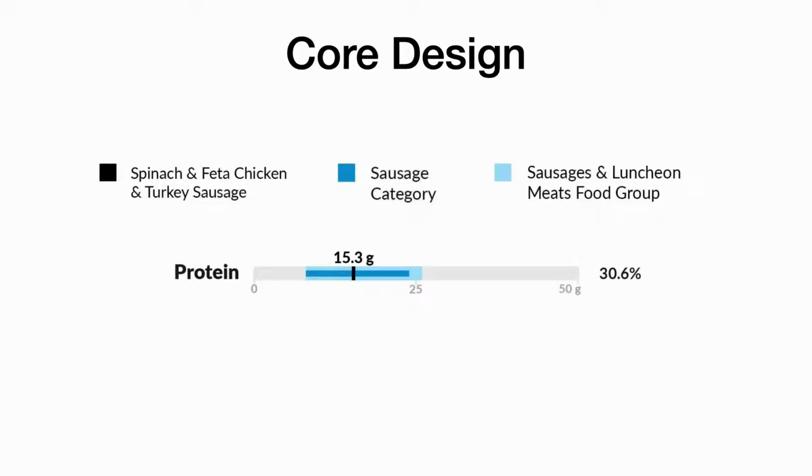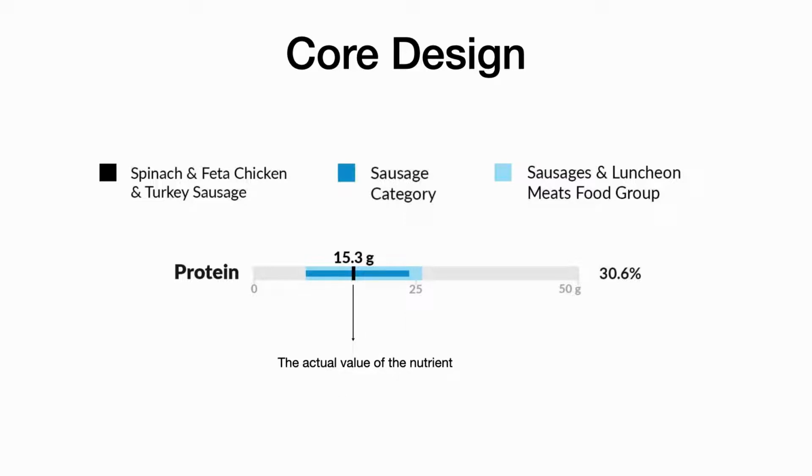Here we show the protein content of the sausage. The extent of the entire range is the required daily value for an average adult on the 2000 calorie diet. The light blue bar represents the range of protein content across items in the sausage and luncheon meat food group. Similarly, the darker blue bar represents the range of protein content across items in the sausage category.